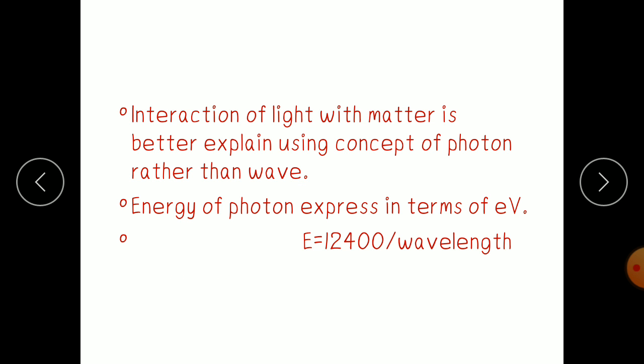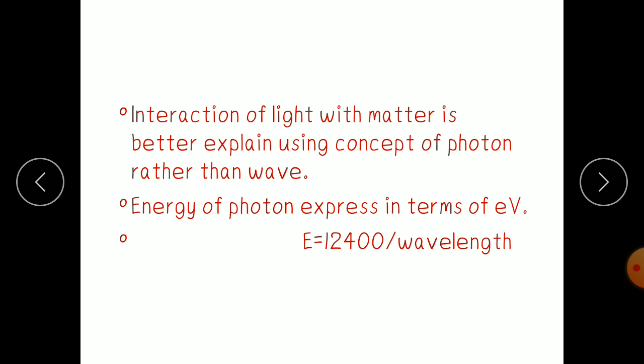the interaction of light with matter is better explained using the concept of photon rather than wave. Light has a dual nature. Sometimes it behaves like a wave and sometimes it behaves like a particle. It has a dual nature, and the interaction with matter is explained with the help of the photon rather than the wave, okay. And generally the energy of a photon is expressed in terms of electron volt.